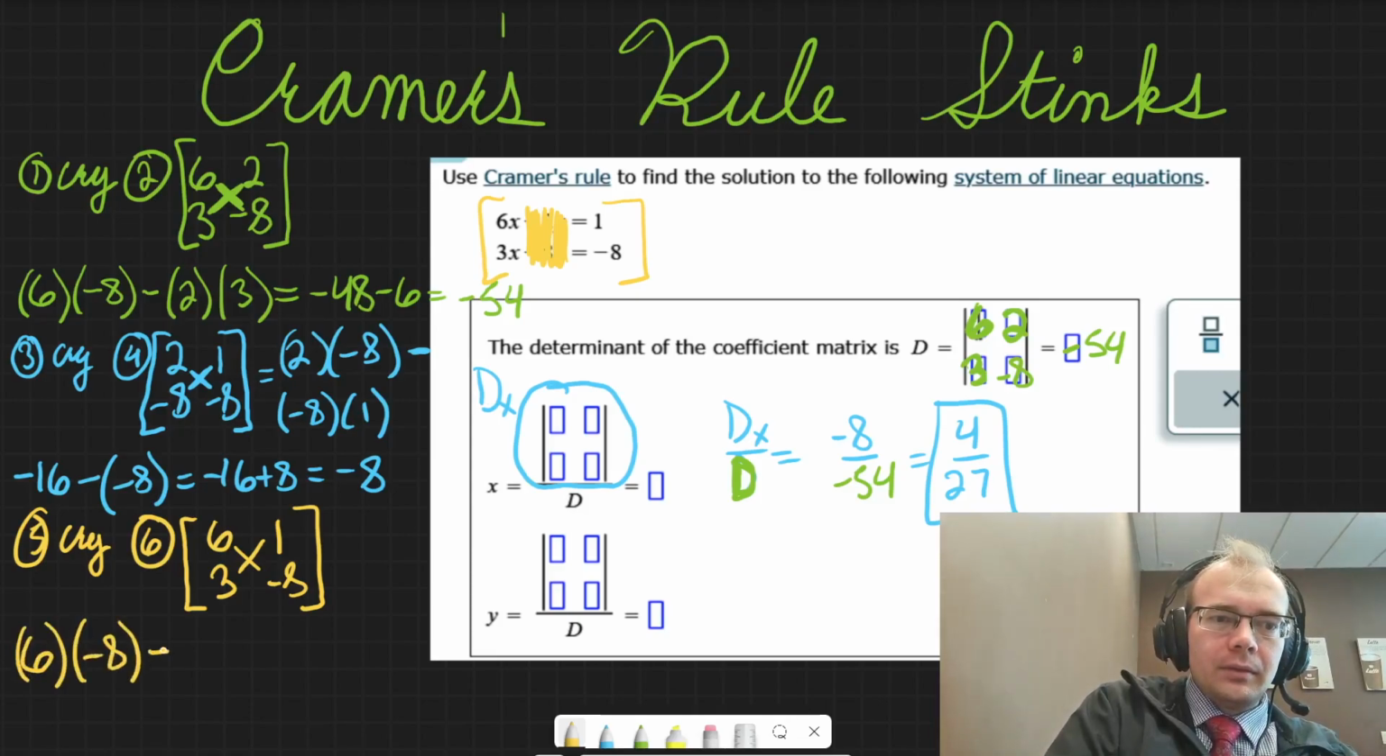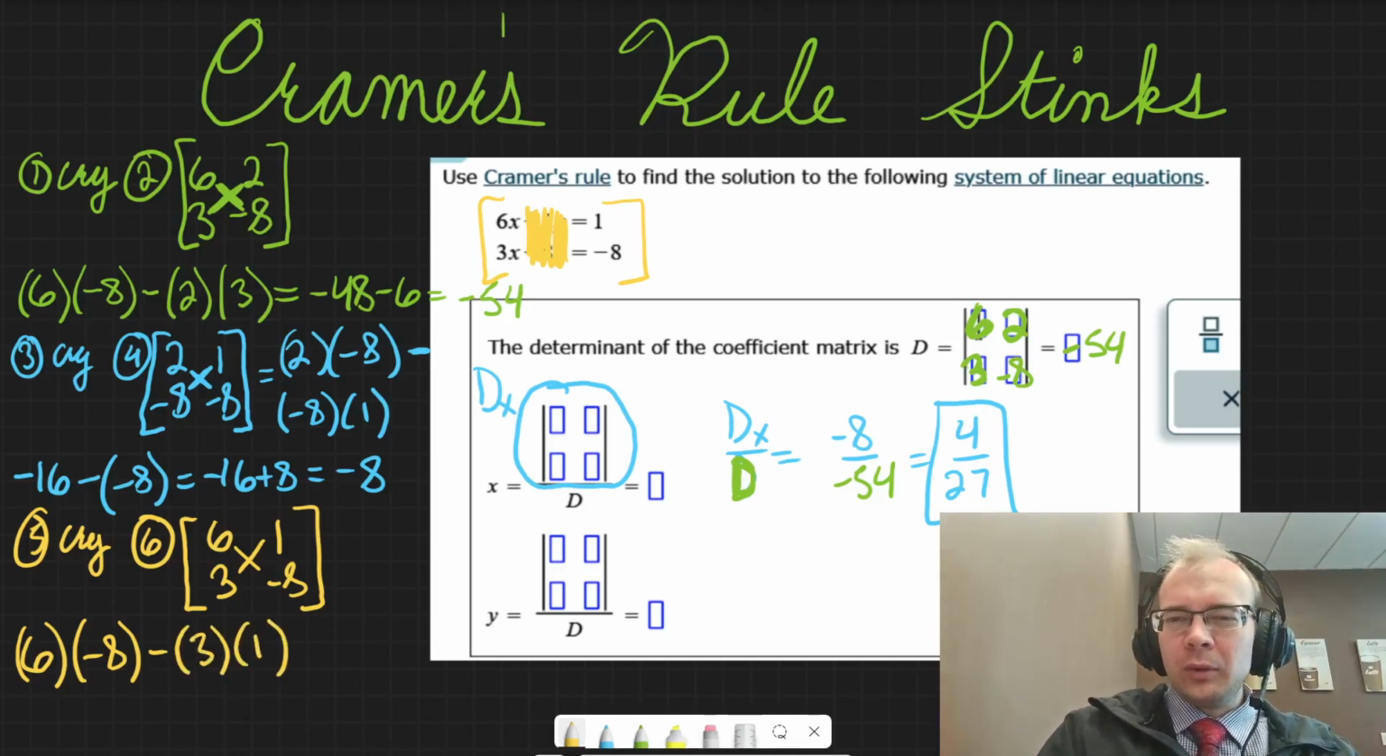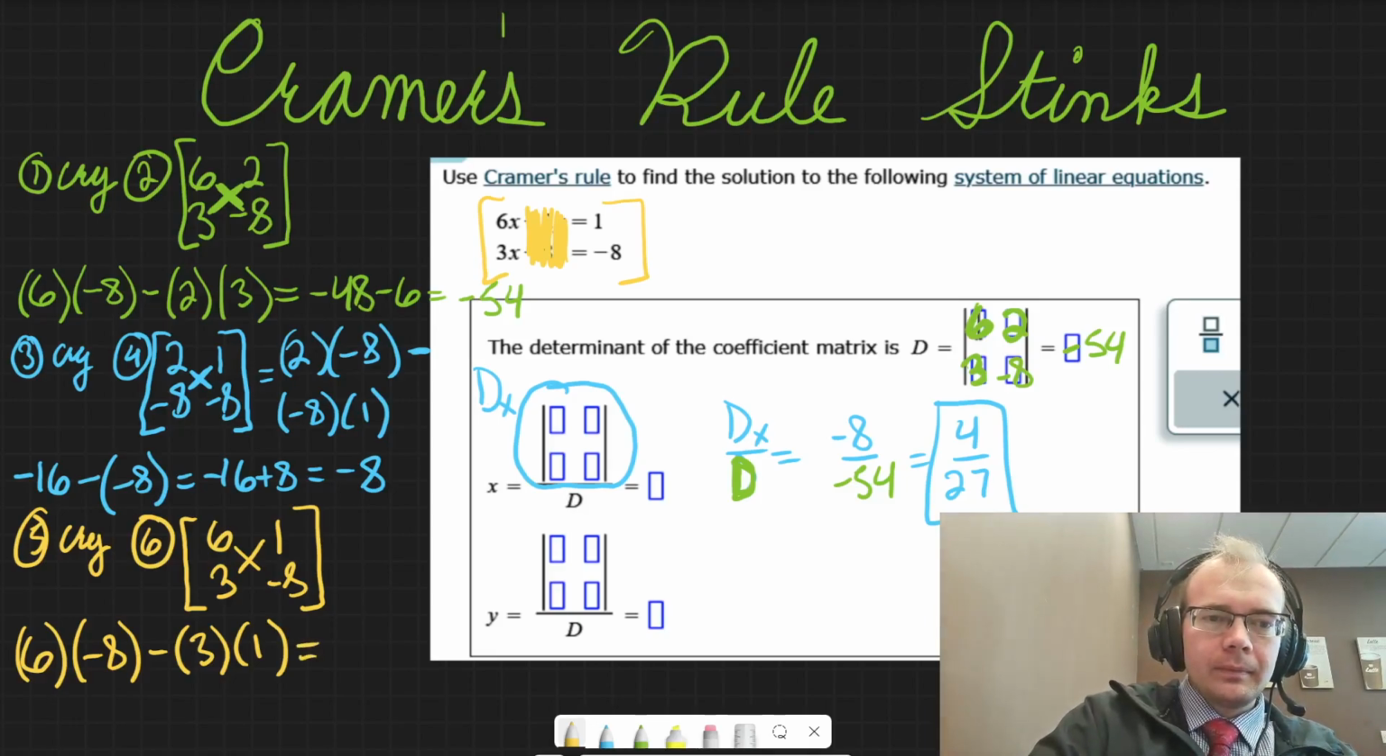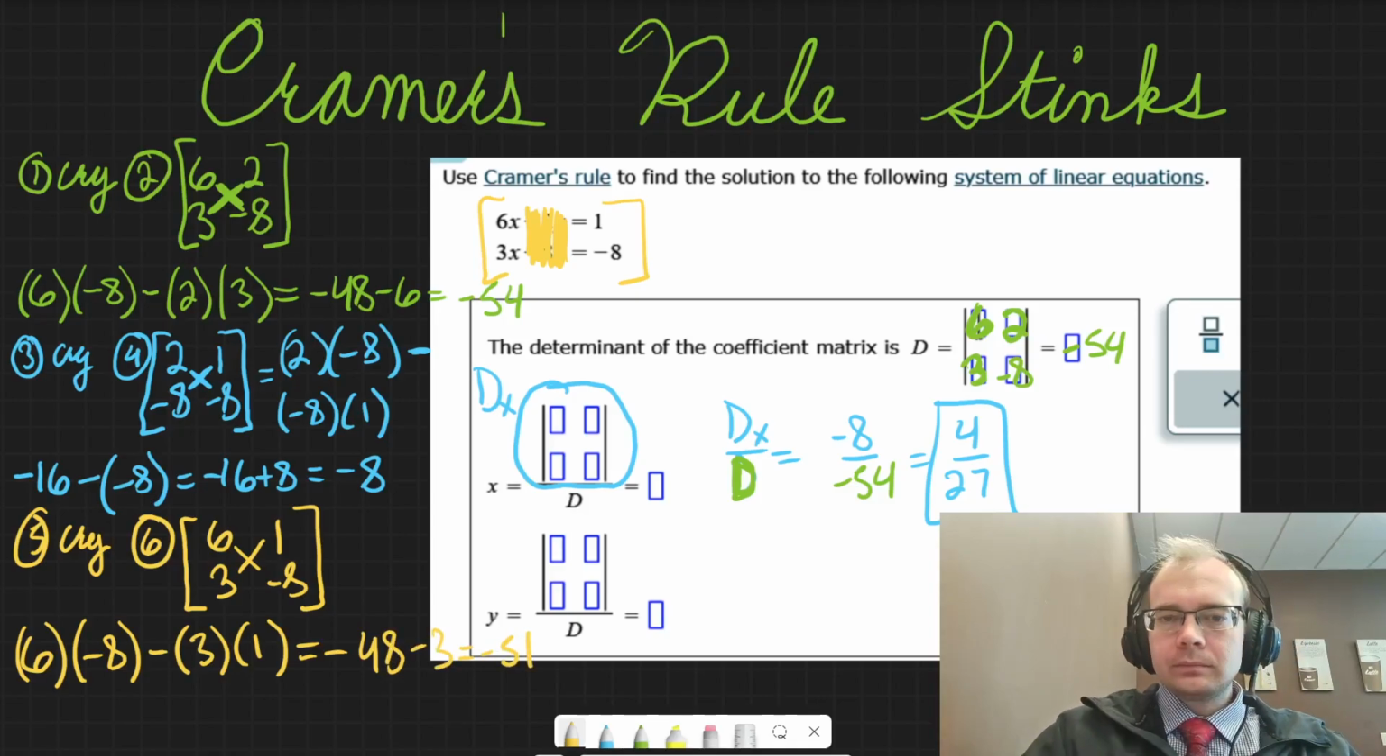negative 8, minus, and then that's going to be, hold on, I was distracted by something. I was thinking about what I said earlier, because 4/27 is just a weird answer. I don't know, it feels like it should be not that answer. Negative 48, minus 3, negative 51.